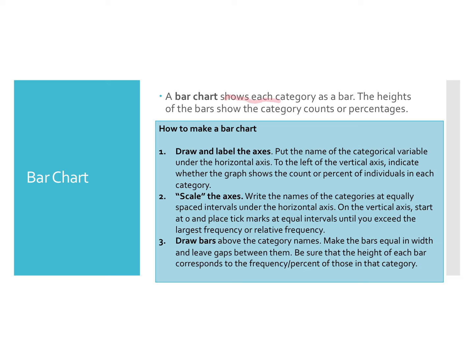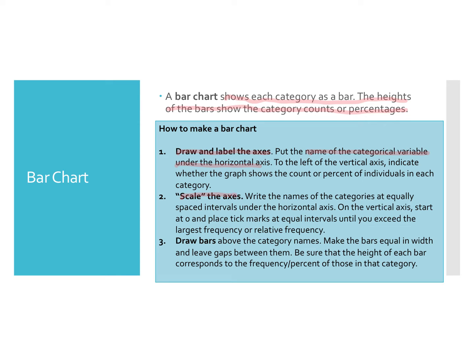A bar chart just shows each category as a bar. The heights of the bars show the category as counts or percentages. These are our steps to constructing a bar chart. Notice we're going to draw and label the axes, meaning we're going to put the name of the categorical variable under the horizontal axis. To the left of the vertical axis, we're going to indicate whether the graph shows a count or frequency or total or percent of values in each category.